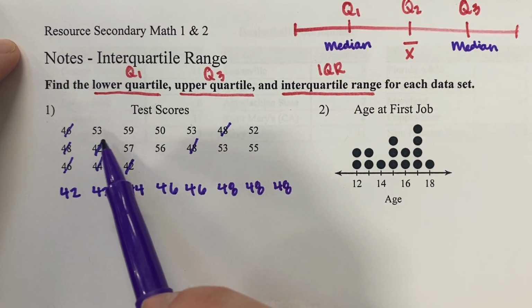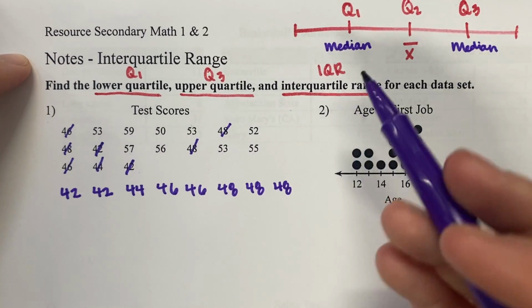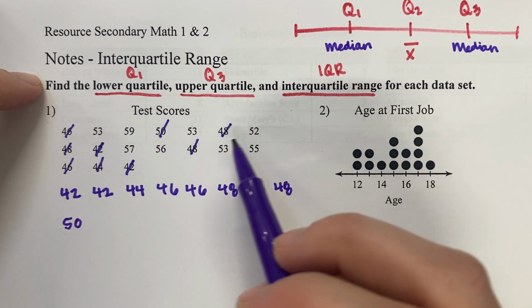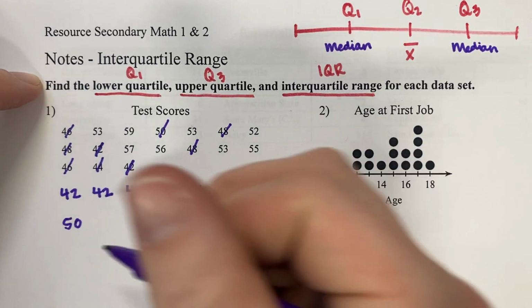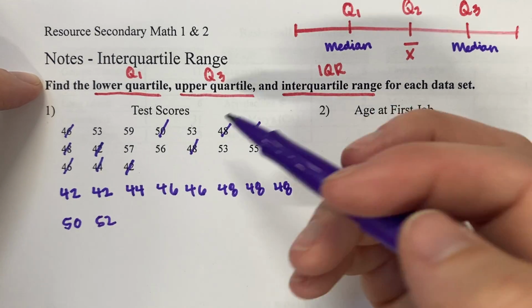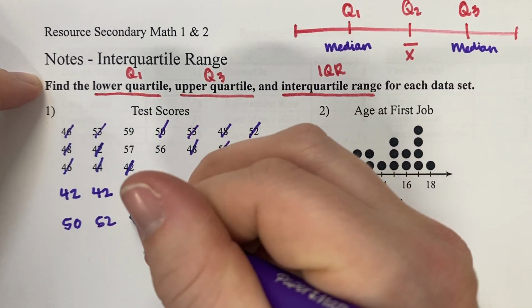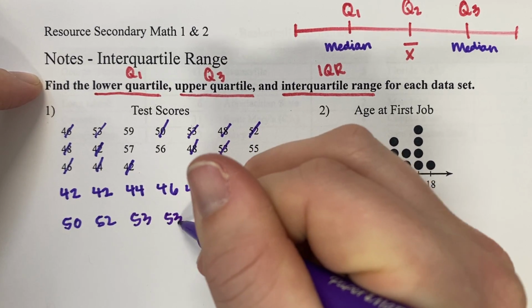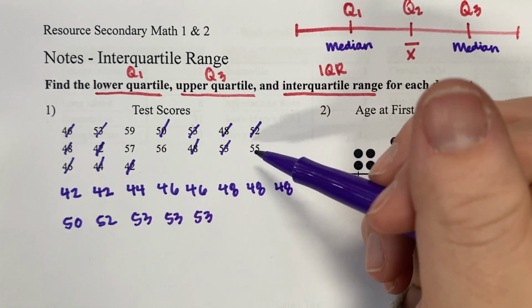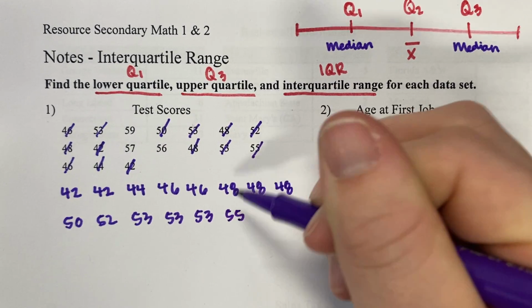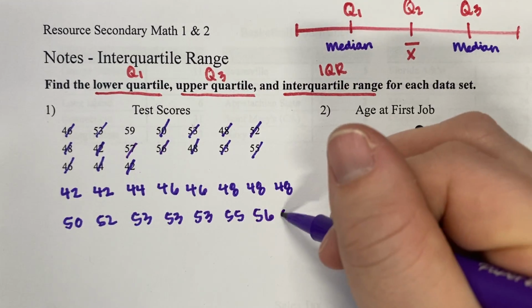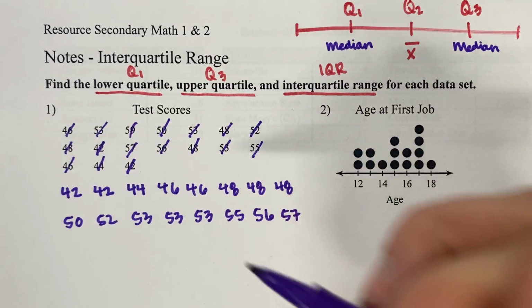Then next I have 50. Let's see. Yep, nothing lower than 50. So 50, then 52 would be my next one. So 1 52. Then we have 3 53s. 1, 2, 3. 53, 53, 53. Then we have 55 would come next. 56, 57, and last 59.